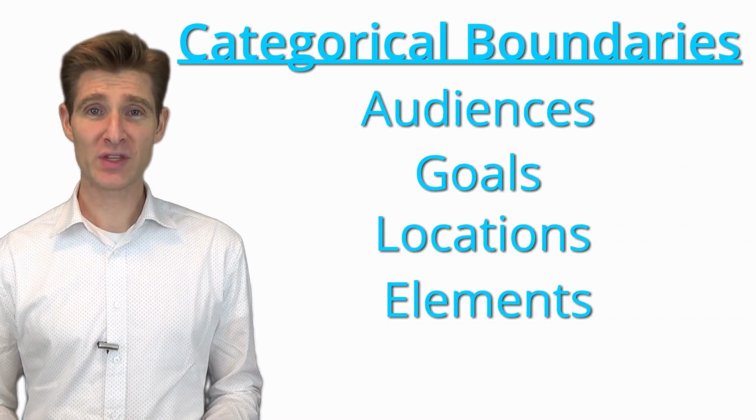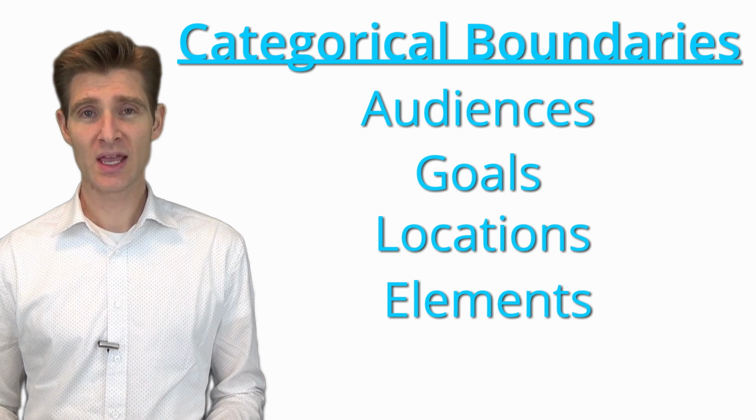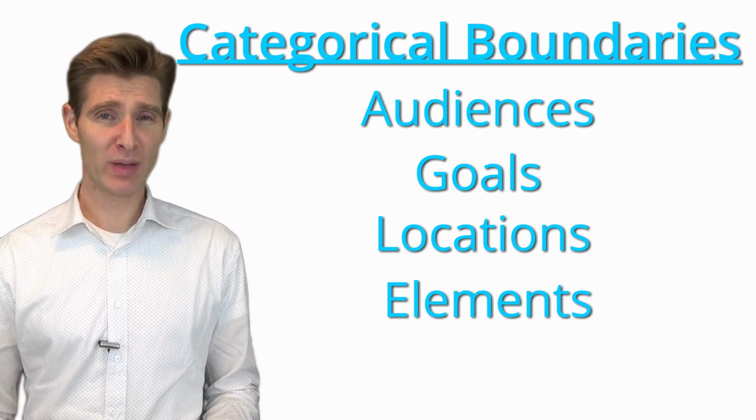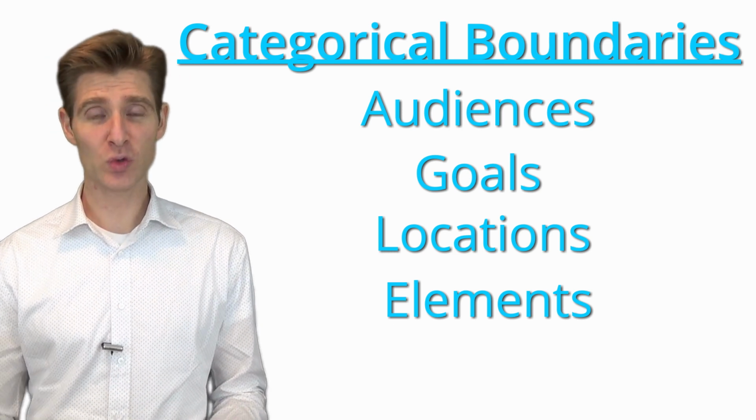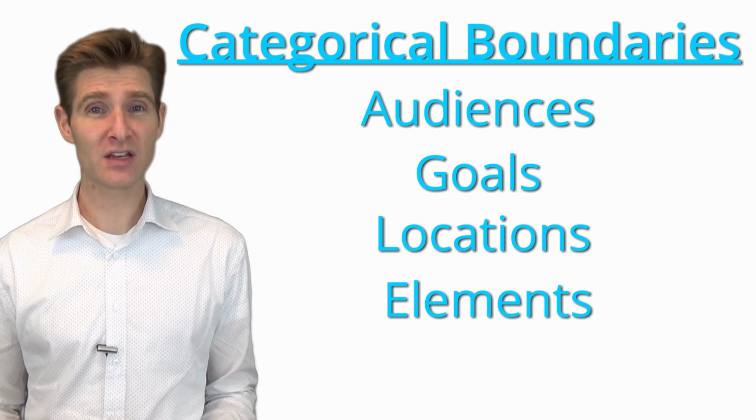So at this point, if you follow these steps, you have 4 categorical boundaries, and you have a bunch of things inside those boundaries pertaining to that boundary. So audiences, goals, locations, and elements. You should have lots of each of those 4 things. Now you move to step 2. You want to start combining categorical boundaries to formulate business questions.